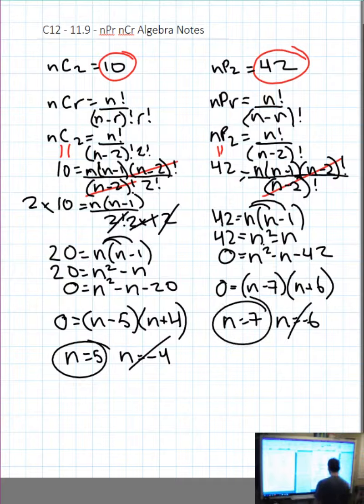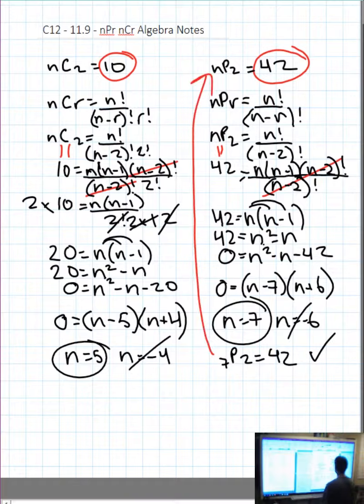I can also check my answer. 7P2 is equal to 42, check mark. Substituting my answer back into the original to make sure that it works. You can also just check guess and check. 5P2, 6P2, 7P2. Oh, that's 42. Perfect. 7. So great way to check your answer.